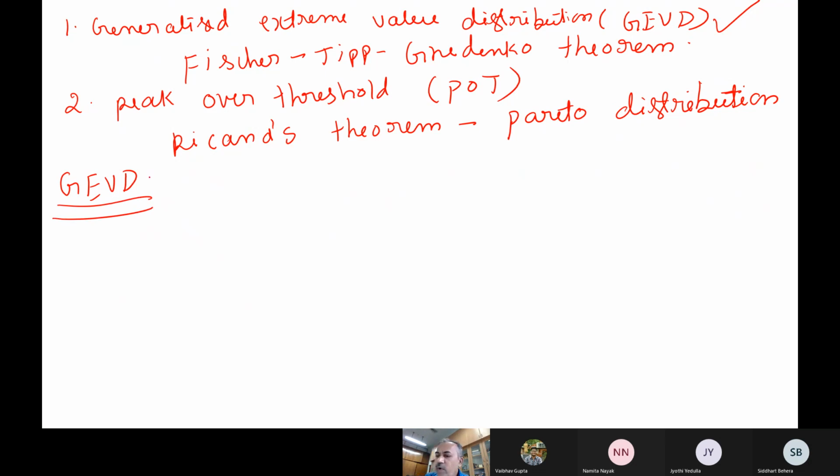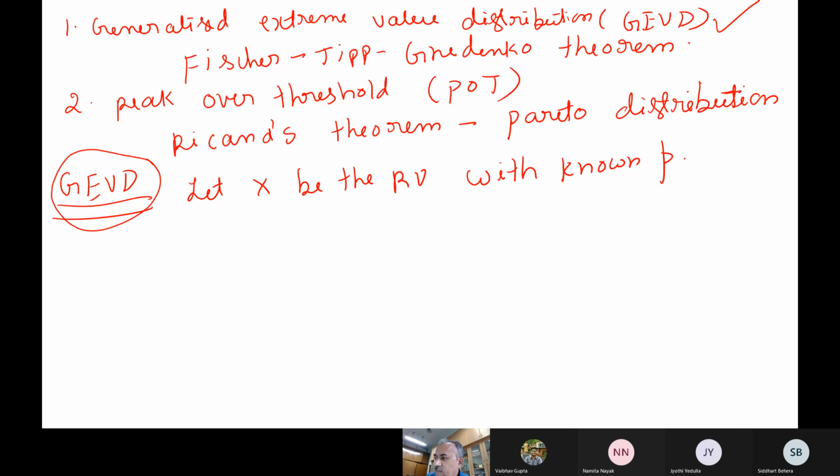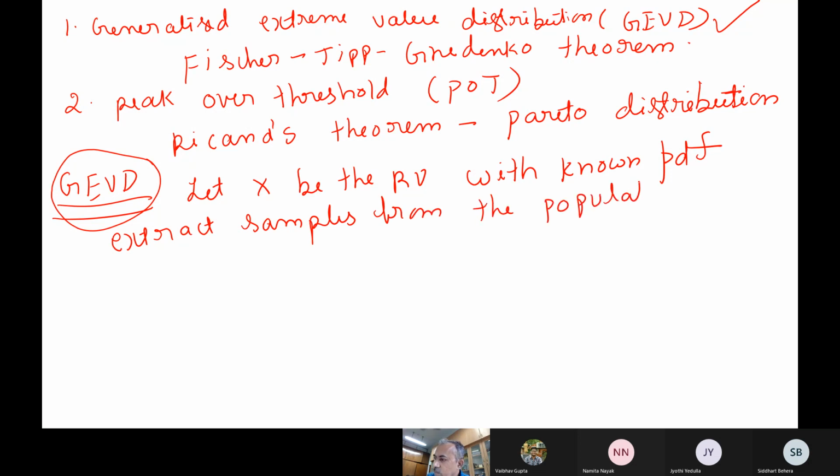Okay, now here what we try to do is like this. Let X be the random variable with a known PDF. So this is the data, and I know its probability density function. Now what we are trying to do is we extract some samples from the population. Now that means some random samples.